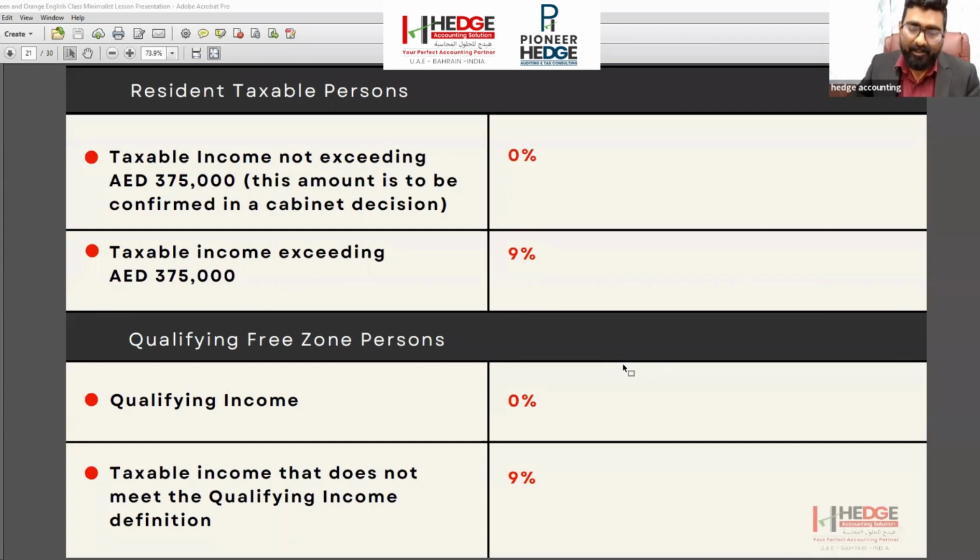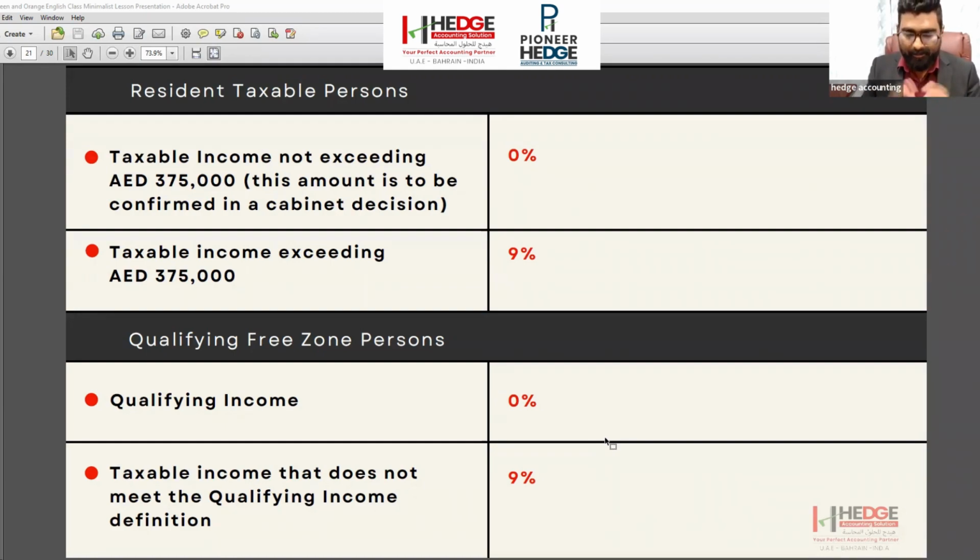Regarding the free zone person, he already said that qualifying income will be treated as 0%. Whatever is the non-qualifying income will be treated as 9%, same as the resident taxable persons. Then you may have a doubt: what is the qualifying income? The qualifying income will be clarified through the budget, to be issued by the ministry itself. Moving further, I hope you understand this tax rate. From a practical point of view, we want to advise you regarding one thing.